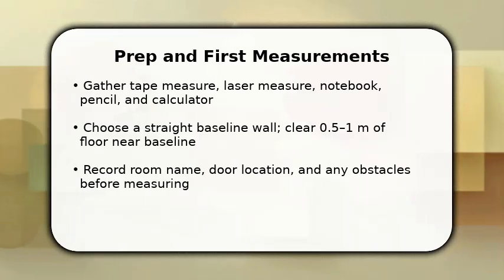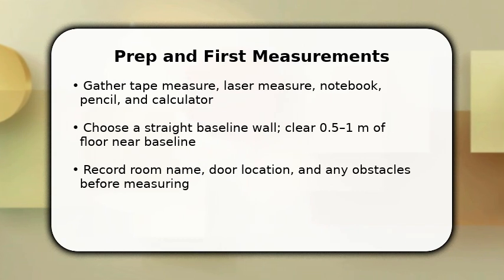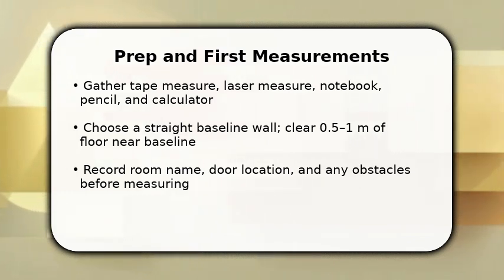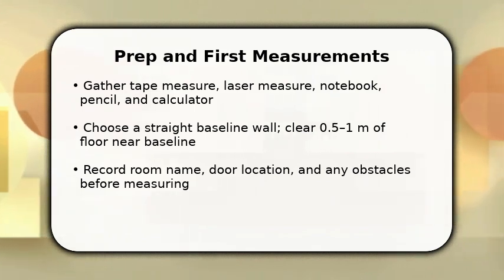You start by assembling tools and picking a reliable baseline wall. This matters because every measurement references that line. Use a tape or laser to measure length along the baseline from corner to corner, and write each reading immediately with the wall noted. Once done, measure the opposite wall the same way to confirm symmetry, and mark obvious offsets like window sills or protrusions. You do this now to avoid guesswork later and to make calculations straightforward.